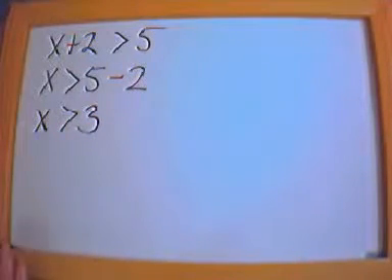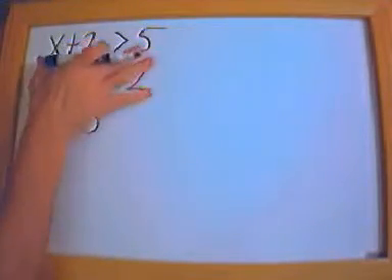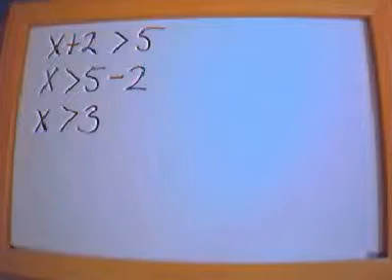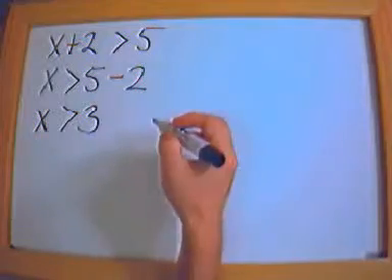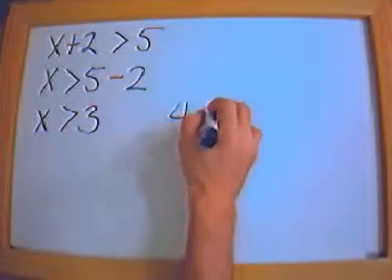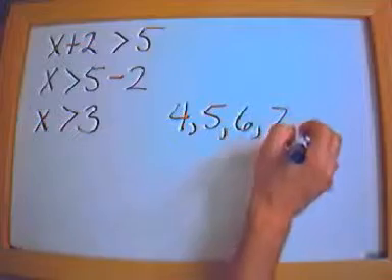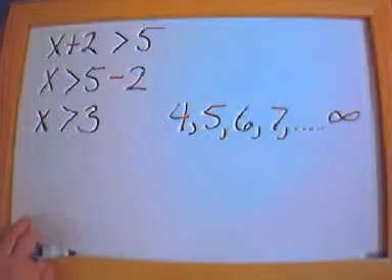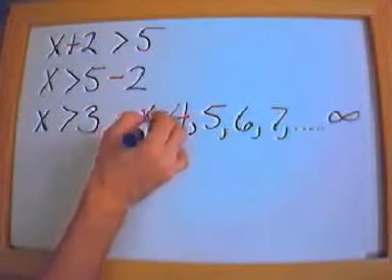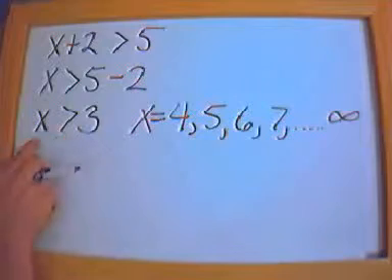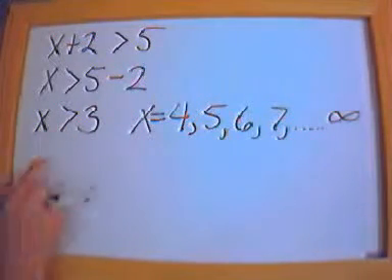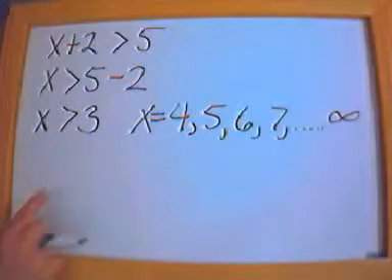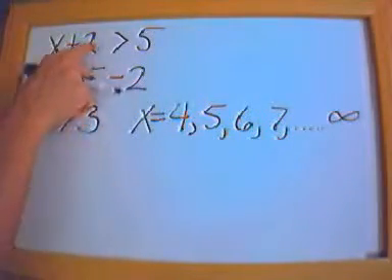Now notice that x is not equal to a number. x is a set of numbers. The values of x that satisfy this inequality are all values of x greater than 3. So the numbers that satisfy this inequality are numbers like 4, 5, 6, 7, all the way up to infinity. Notice 3 is not included in this set because it's a greater than. x is greater than 3. It's not equal to 3 because we don't have a bar under here that says equal to. So these are the set of numbers that satisfy this original inequality.